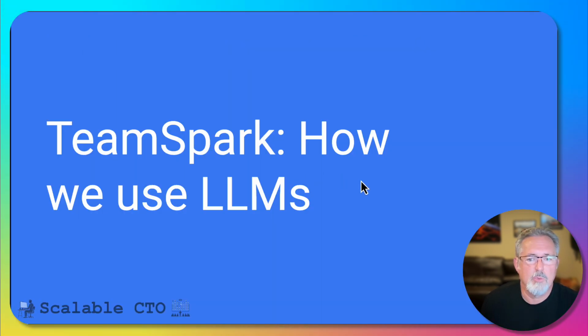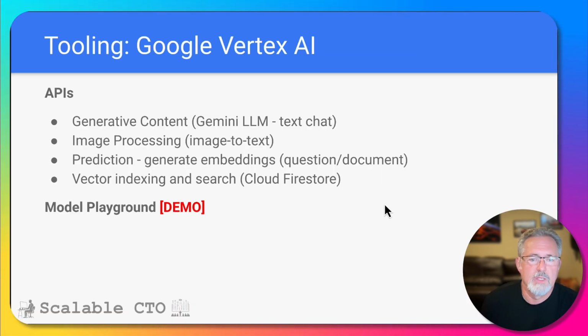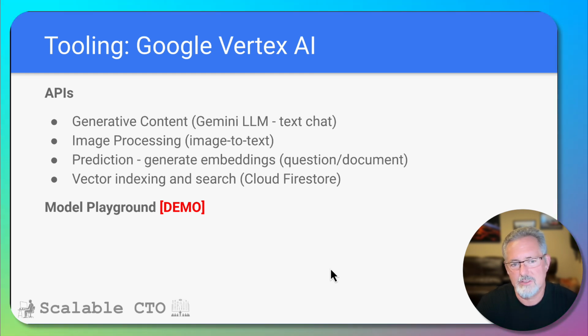So let's dig into how we use LLMs at TeamSpark. First of all, we'll talk about the tooling. We use the Gemini models, the text chat models, sort of the normal generative AI models. We use image processing. These are a separate set of machine learning models that are able to process images and turn them into text, extract text out of it. That's still considered generative. We use the prediction APIs. I think they're sort of poorly named, but these are APIs that generate embeddings and are able to sort of understand the context of the embedding.